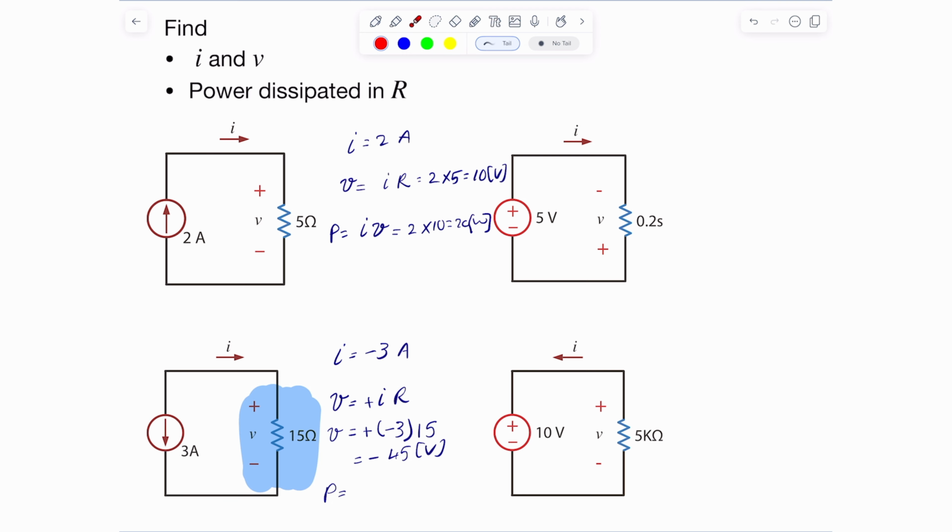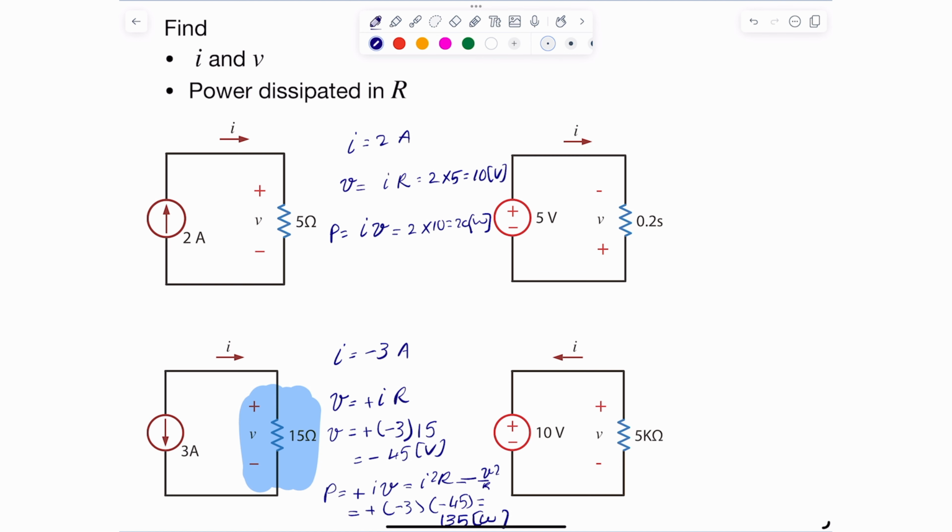Well, I is here hitting the positive. So what I have to do is positive I times V. Well, I happen to be negative 3 and V happen to be negative 45, so I just substitute these two values, which gives 135 watts. We're computing power, so it's 135 watts. I encourage you to use P equals I squared R or V squared divided by R, and you should get the same exact answers.